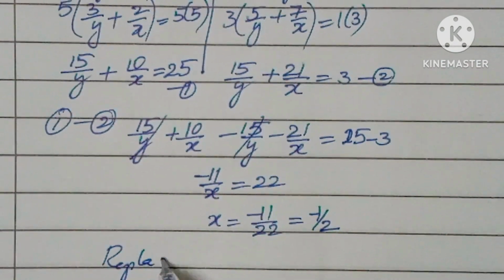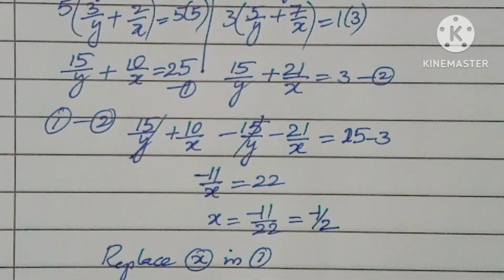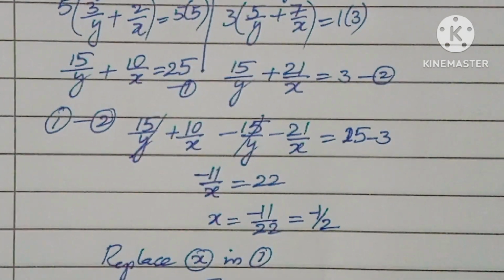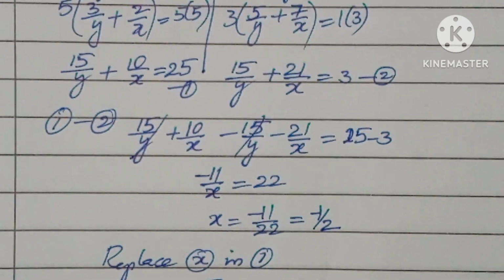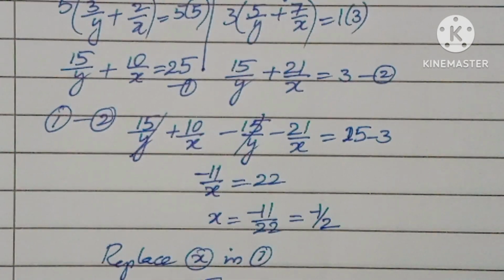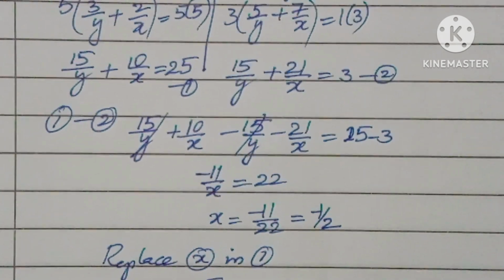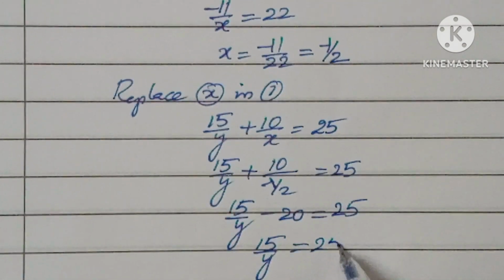Now replace x in 1. So what is 1 here? 15 by y plus 10 by x is equal to 25. 15 by y plus 10 by minus 1 by 2 is equal to 25. 15 by y minus 20 is equal to 25. 15 by y is equal to 25 plus 20.